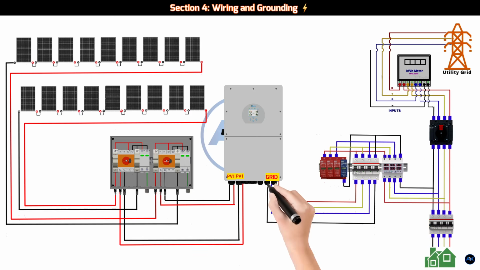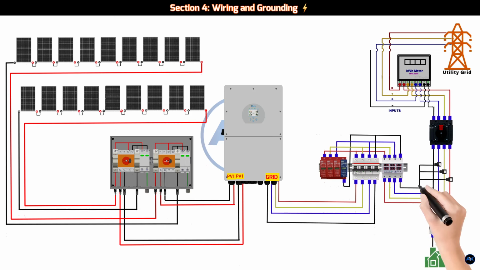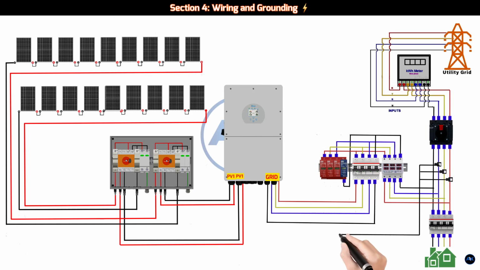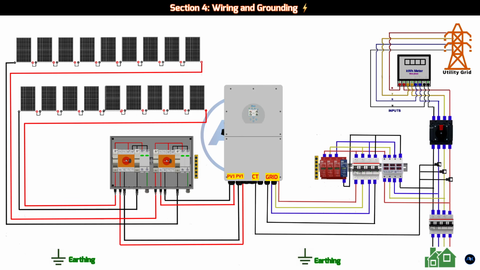3. AC breaker and isolator. Install the 20 amp 3-pole circuit breaker in a spare slot in your ACDB. Also install the 3-phase AC isolator switch. The output from the inverter's AC terminal connects to the input of the AC isolator, and the output of the isolator connects to the breaker.